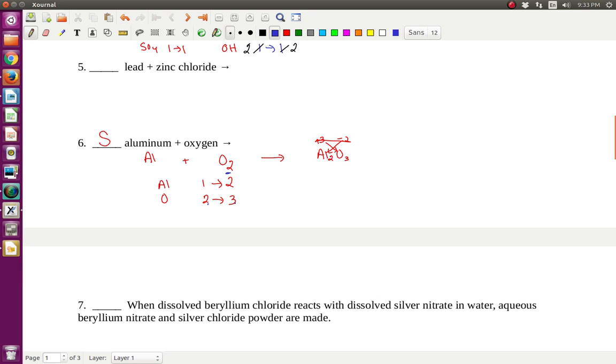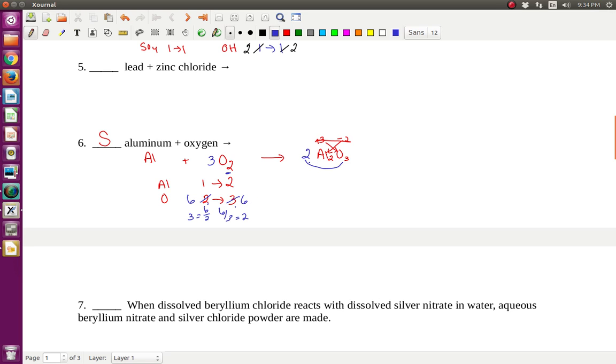So I have 2 and 3. So this is that least common multiple. The least common multiple of 2 and 3 is 6. So 6 divided by 2 is a 3. I'm going to put a 3 on this side. So now I have 3 times 2 is 6 oxygens. And then 6 divided by 3 is a 2. So I'm going to put a 2 on this side. So now I have 2 times 3 is 6 oxygens.